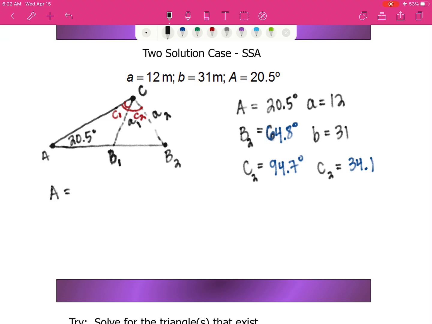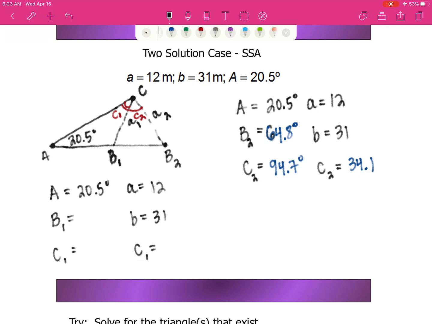I also got a second solution. I'm going to write it over here, but then I'm going to move it. The second solution actually corresponds to subscript B1 and C1 in the drawing that I made up above. So that's how I'm going to label it. A was still 20.5 degrees. However, B1 becomes the biggest angle here now. So B1 now is this obtuse angle, which is 115.2 degrees, making 31 the biggest side.